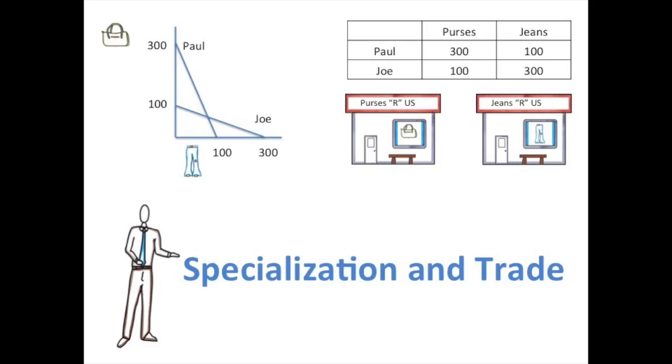The figure above shows the production potential of two people, Paul and Joe, and the production of two goods, purses and jeans. Paul can either produce 300 purses or 100 jeans. Joe can produce 100 purses or 300 pairs of jeans.